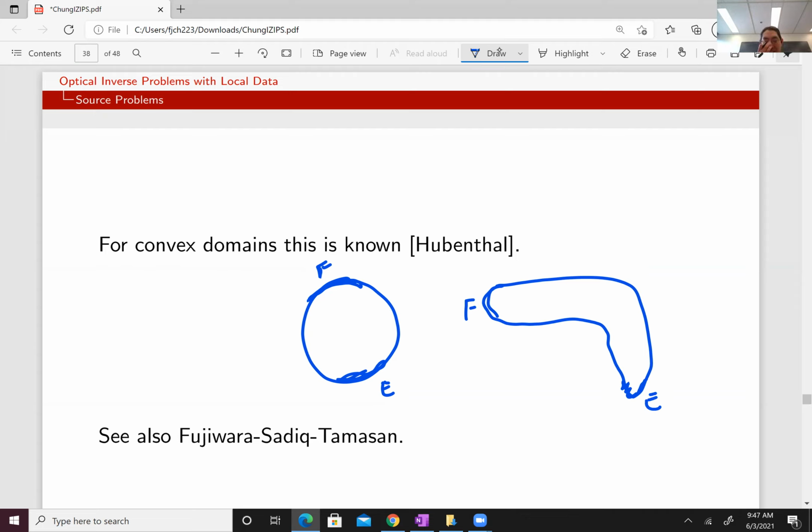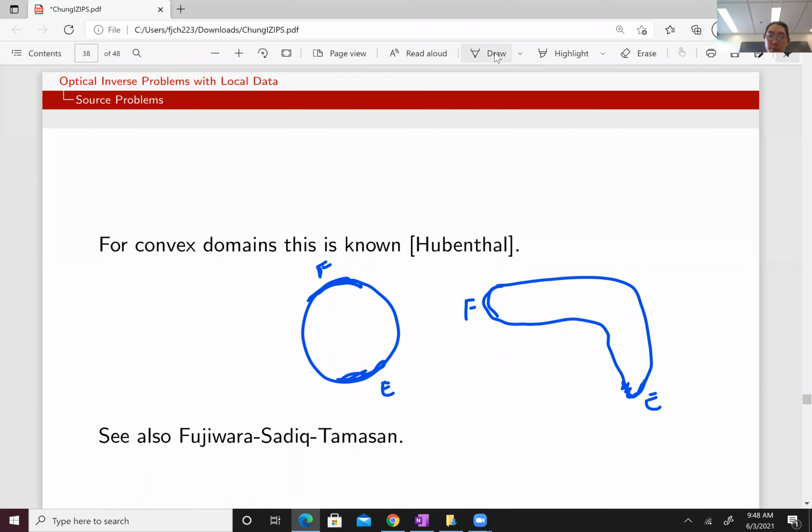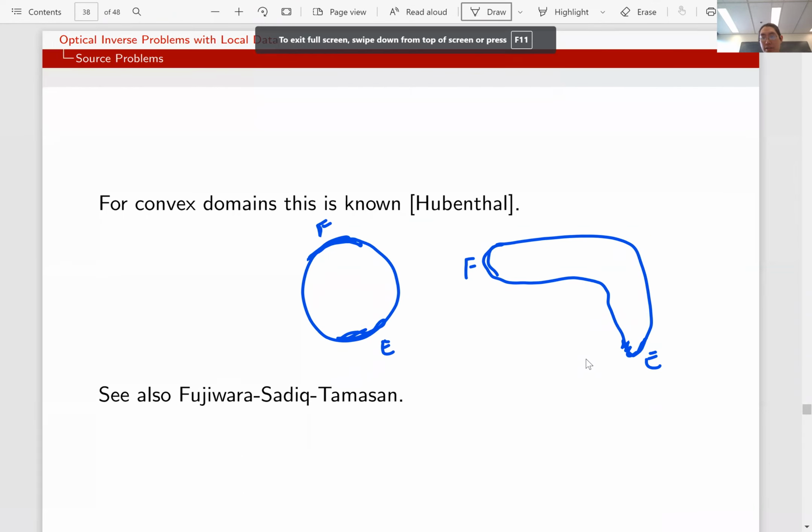I also want to point out that Alexandra Thomason gave a nice talk in the seminar a little bit earlier, which talks about this sort of inverse source problem with partial data in 2 dimensions, which is, I guess, joint work between him and Fujiwara and Sadiq. But the point is, there's something you can say about this problem for convex domains, or domains where you have nice convexity properties. But for non-convex domains, things are somehow much more difficult.